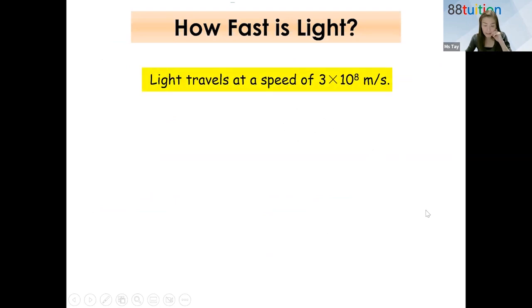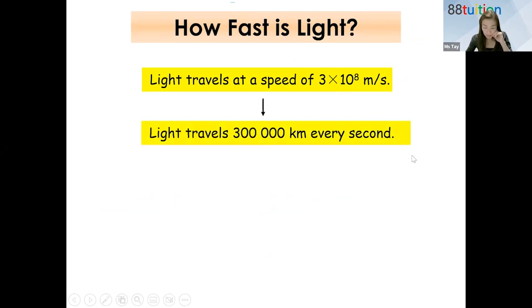Now, how fast is light actually traveling? This is the speed. There are 8 zeros after the number 3. Extremely, extremely fast.